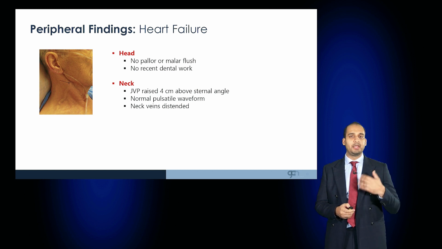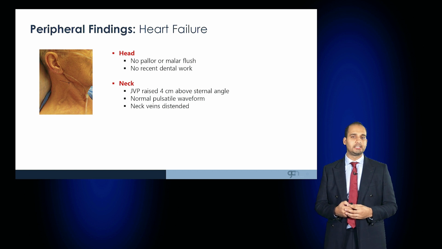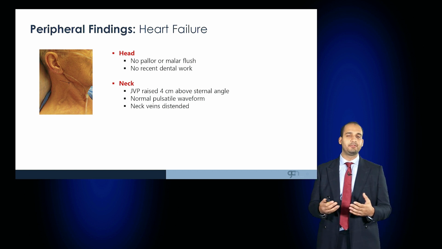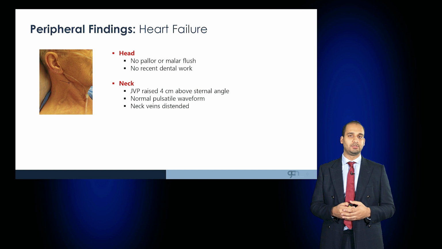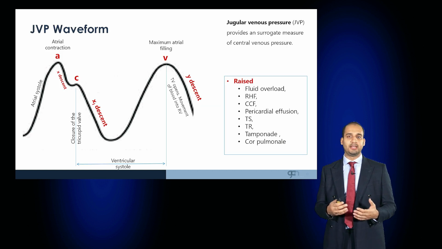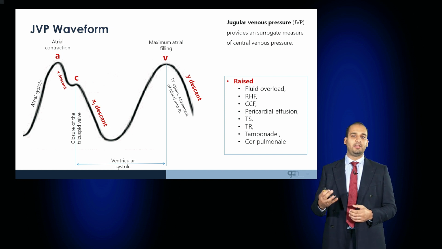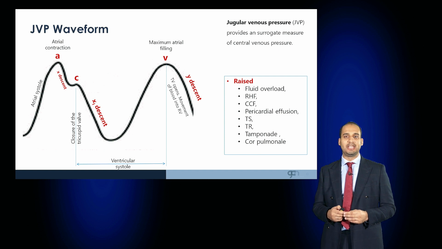Peripherally, you may note that the JVP is elevated and comment on the vertical distance from the sternal angle. Above 3 centimeters is usually pathological. And in heart failure, you'd expect a normal pulsatile waveform, but with distended neck veins. Remember that the JVP has an A wave and a V wave. The A wave corresponds to atrial contraction, and the V wave corresponds to maximal atrial filling.